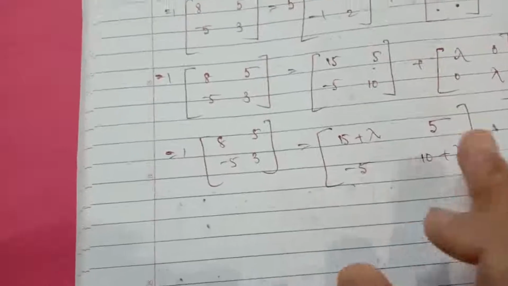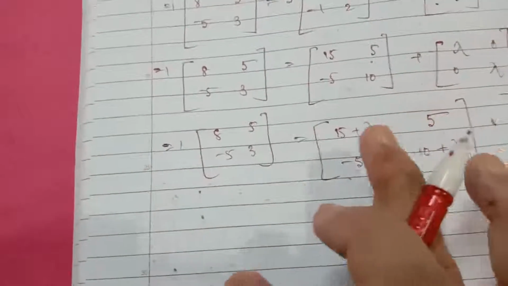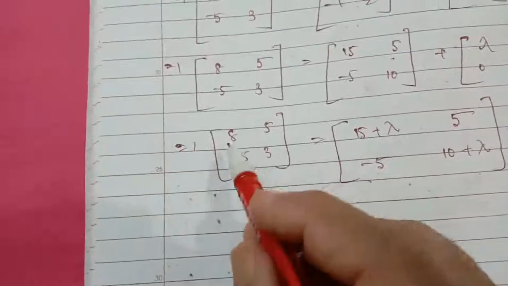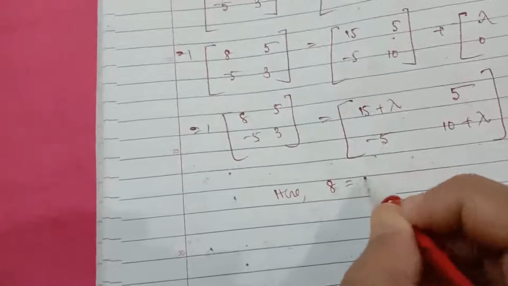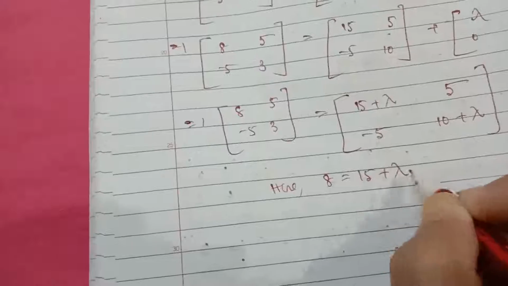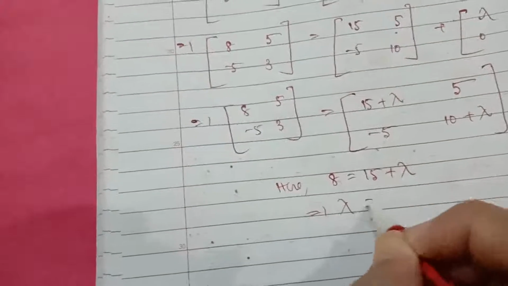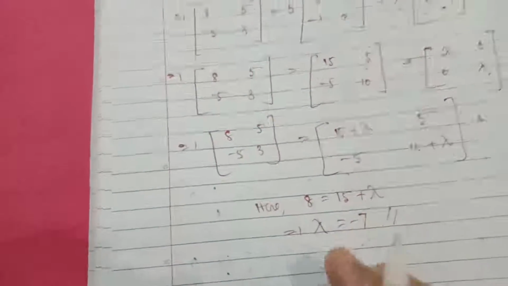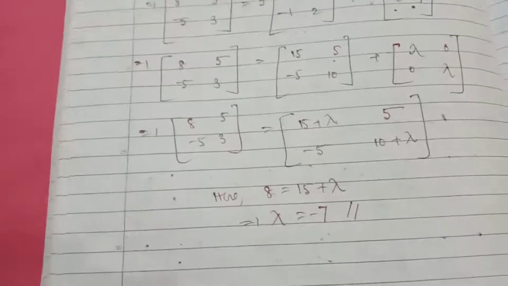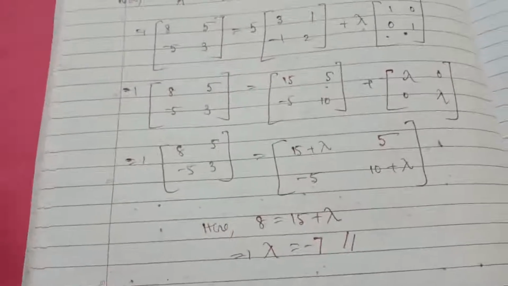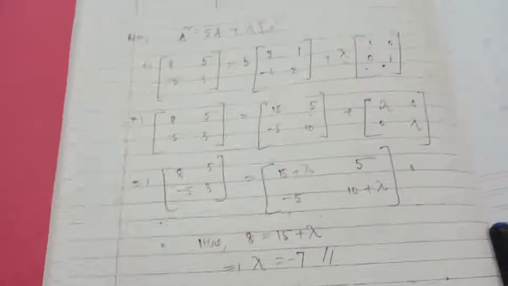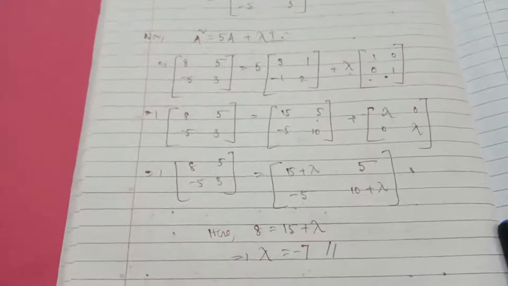Now comparing any one of the 4 elements, if we compare this 8, comparing corresponding elements, 8 equal to 15 plus lambda, so lambda equal to minus 7. Lambda equal to minus 7. Okay, so this is the value of lambda. So these are very simple questions, but these are very important questions at the same time.